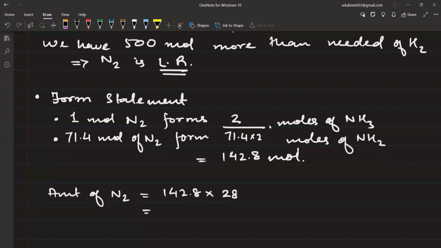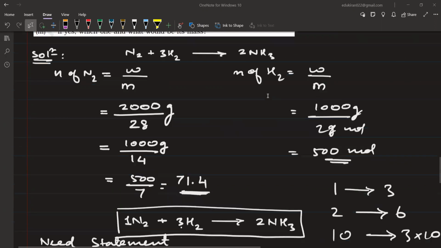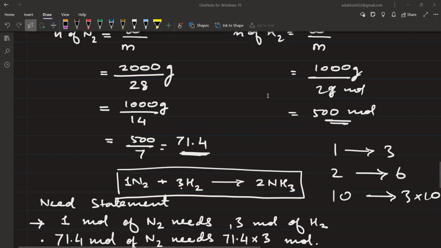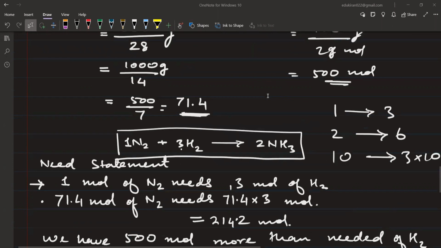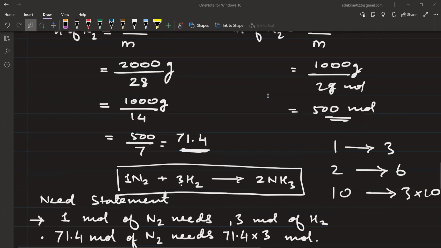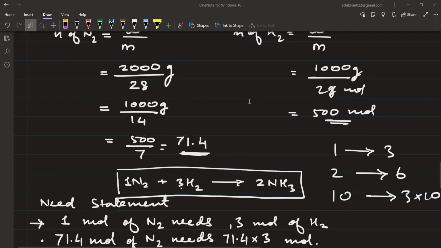Did we do something wrong? I think mine is correct. You think yours is correct? Yeah. Where did we go wrong then? Number of moles is correct, na? 71.4. Or is it 71.04?